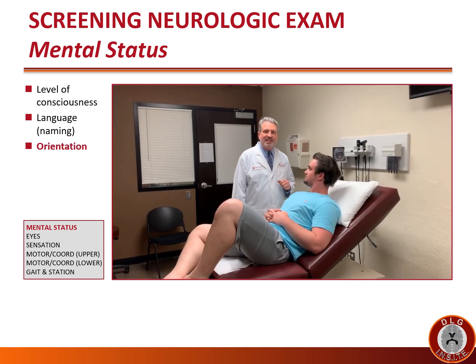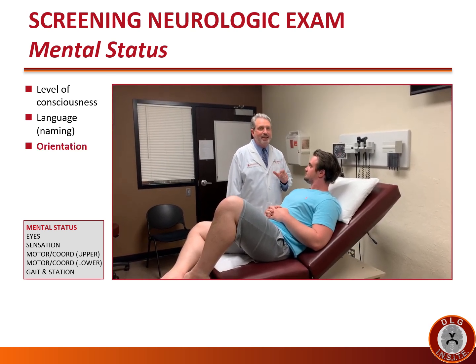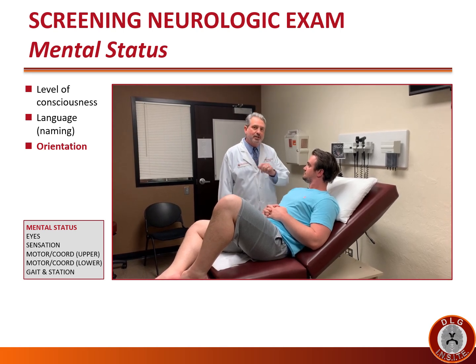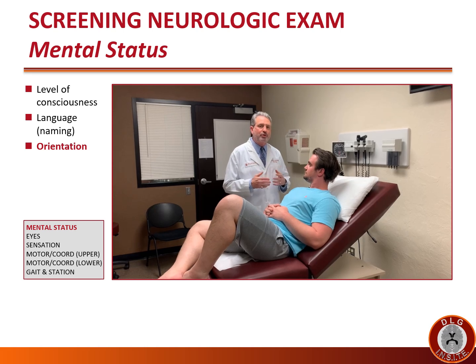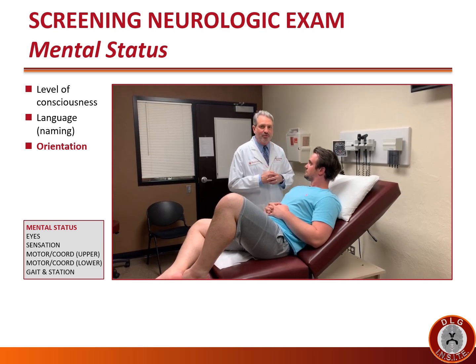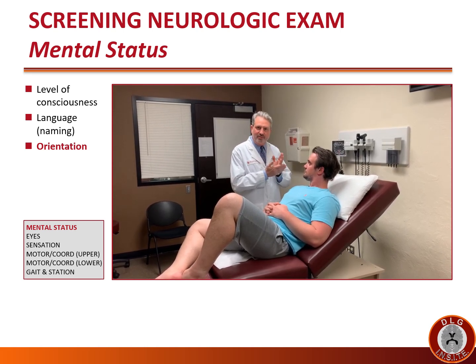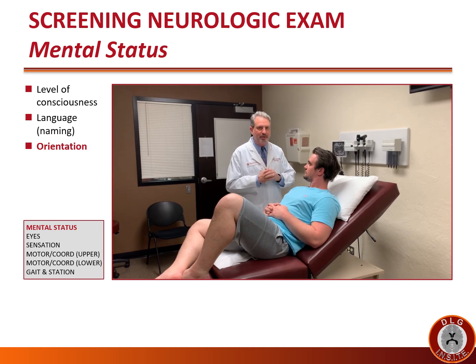Only after you have assessed level of consciousness and naming can you then proceed to the rest of the mental status testing. And on the essential neurologic exam, we're only going to do orientation after level of consciousness assessment and naming. Okay, sir.